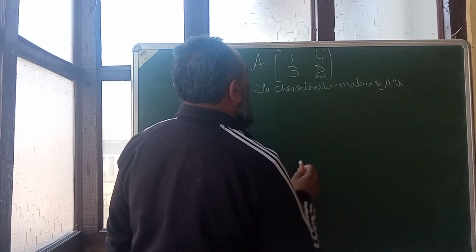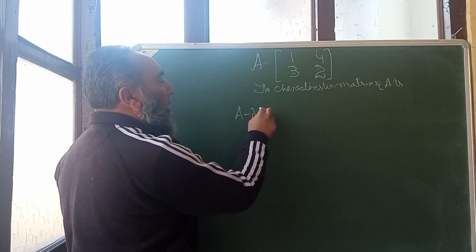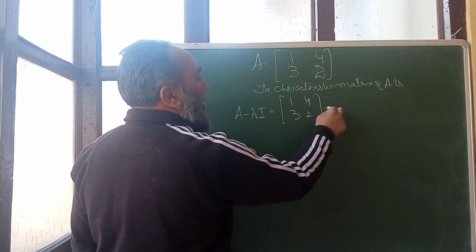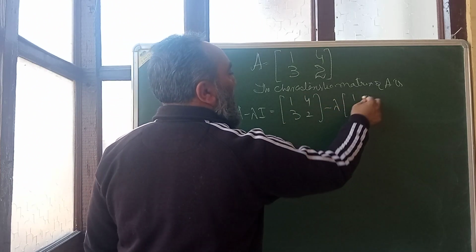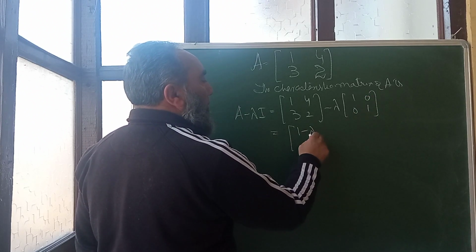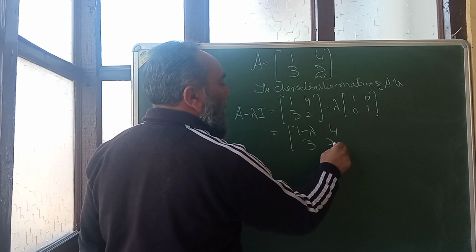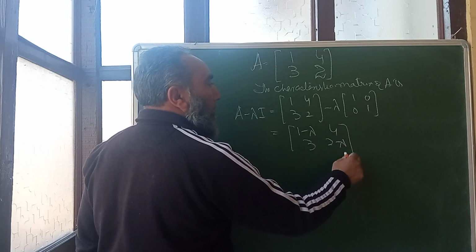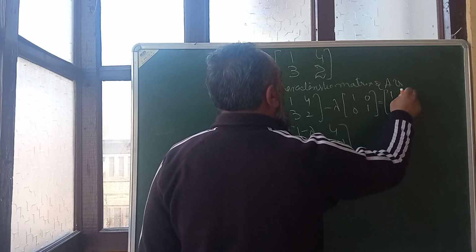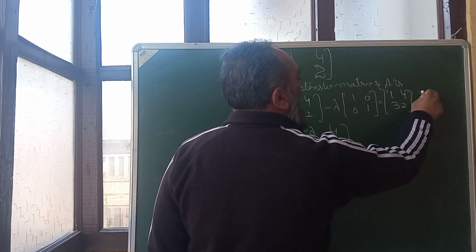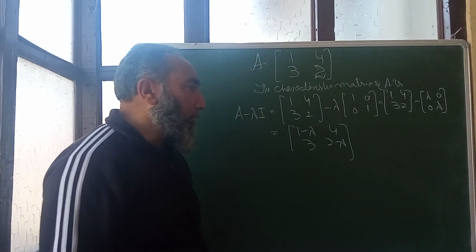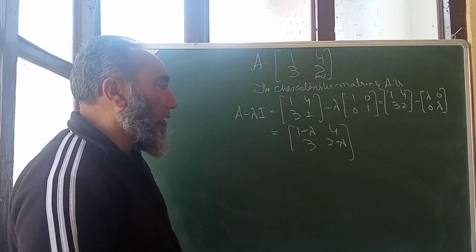The characteristic matrix of A is A minus lambda I, where I is 1, 0, 0, 1. So this is 1 minus lambda, 4, 3, 2 minus lambda. That is, 1, 4, 3, 2 minus lambda, 0, 0, lambda. So 1 minus lambda, 4, 3, 2 minus lambda, as I have already explained.